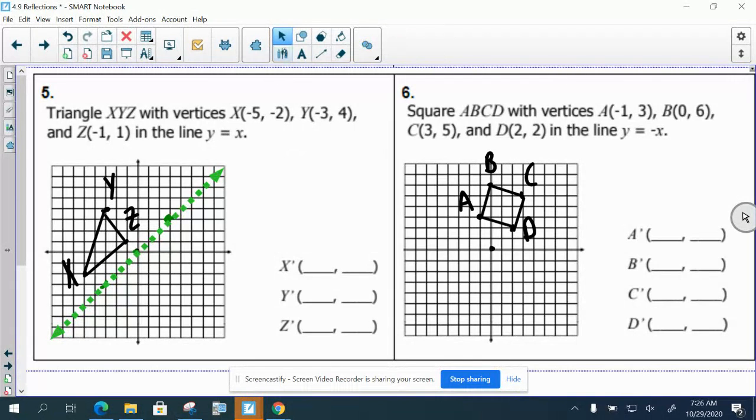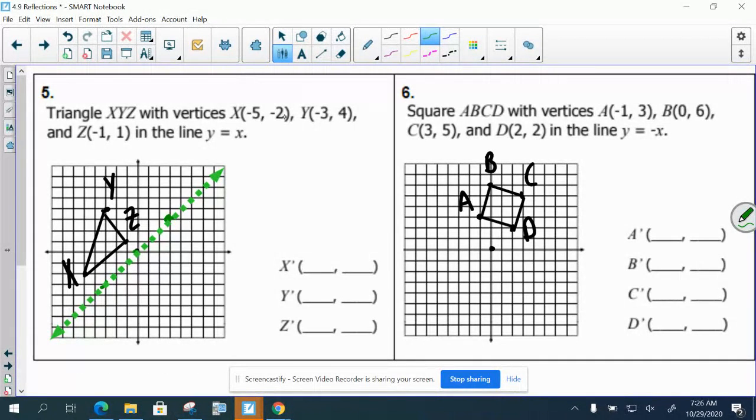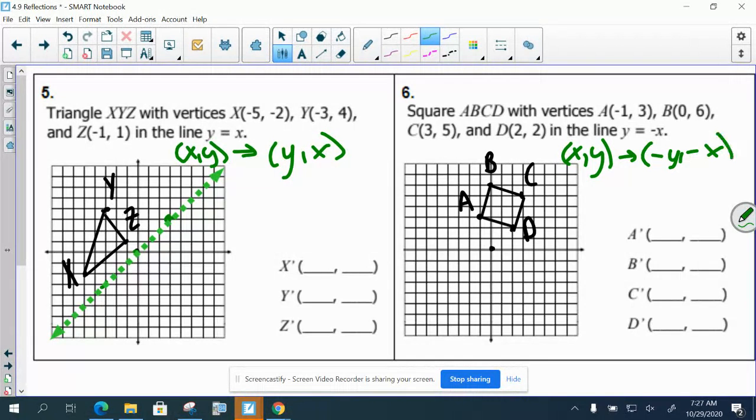All right, so here's the rule that we want to follow for this one. If you're reflecting it in y equals x, then take your original image and all you need to do is flip the order of the vertices. You don't need to change the signs. For y equals negative x, we're going to flip the vertices and change the signs. So x comma y will go to negative y comma negative x.